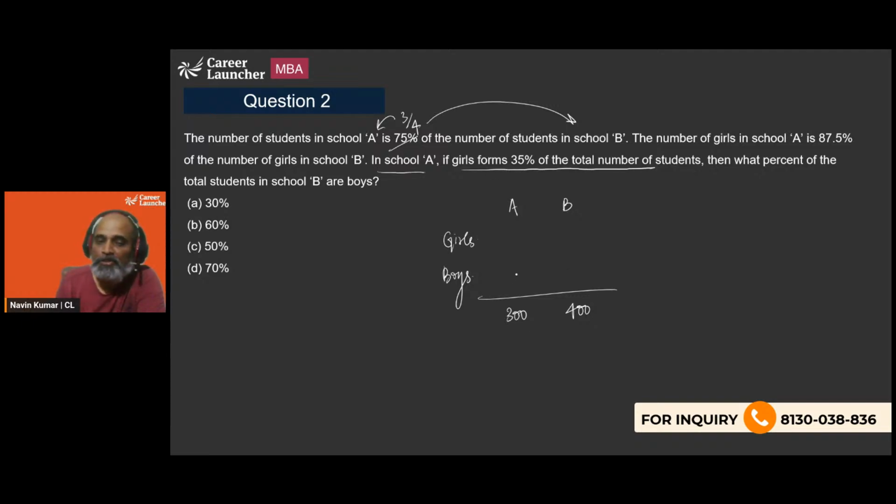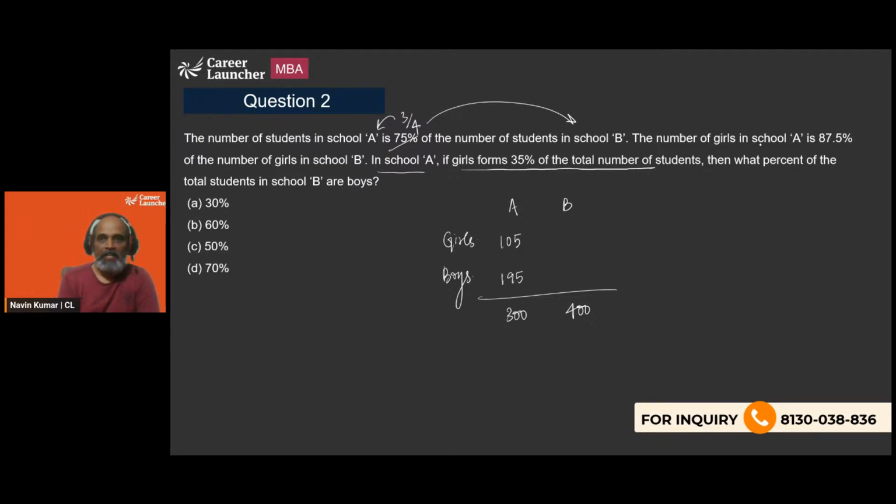Now, in school A, girls form 35% of the total number of students. So 35% of 300, that is going to be 105. That means 195 are going to be boys, right? Now, if you look at 195, it's a multiple of 3. So C and D cannot be our answer. Acha, nahi, we have to figure out for B, not A.